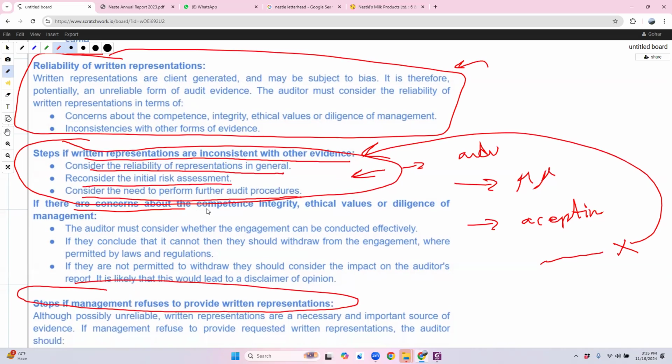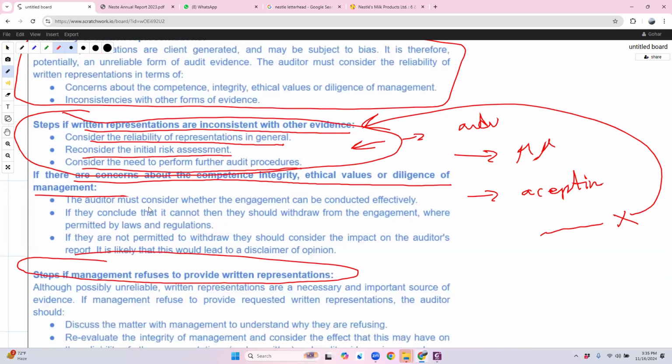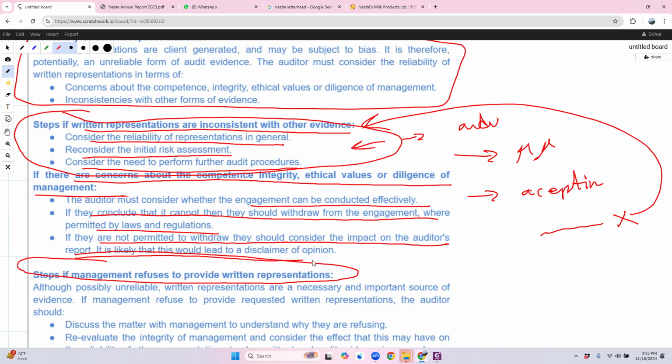If there are concerns about competence, integrity, ethical values, or diligence of the management, this means if there are doubts about the integrity of the management, the auditor must consider whether the engagement can be conducted effectively. If they conclude it cannot be, then they should withdraw from the engagement where permitted by laws and regulation. If they are not permitted to withdraw, they should consider the impact on the auditor's report, and it is likely that this would lead to a disclaimer of opinion. What is a disclaimer of opinion? We will discuss it in the next lecture when we study the auditor's report.